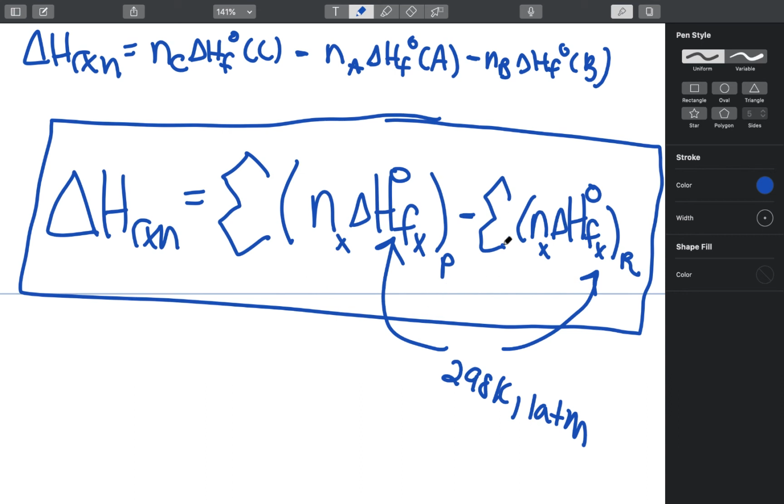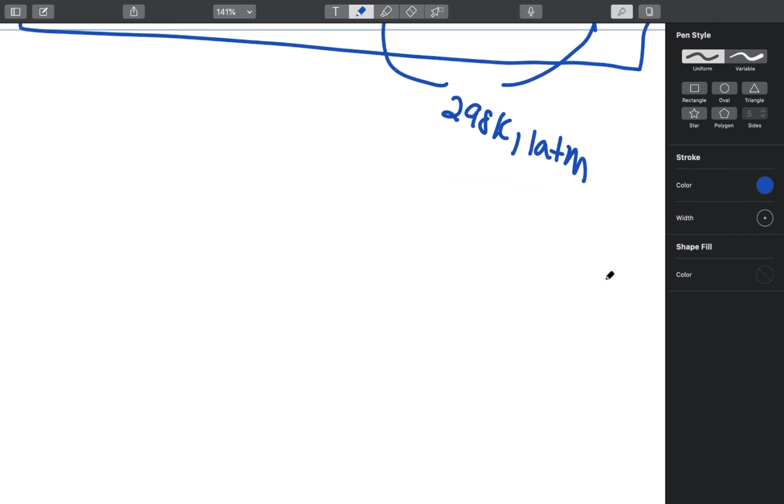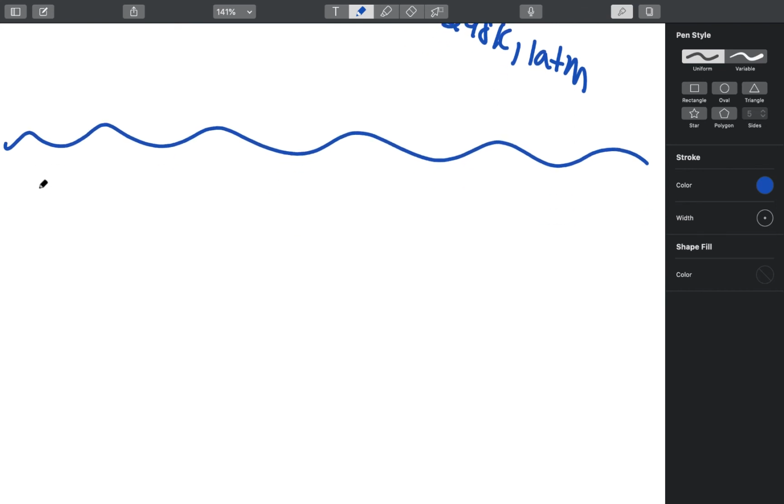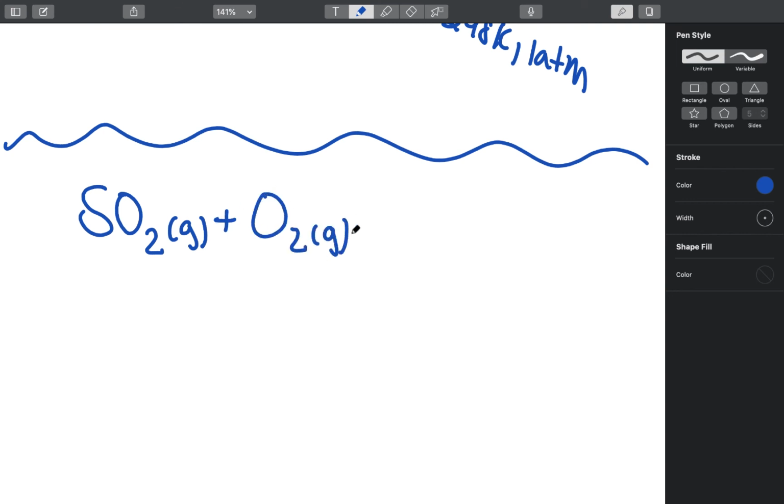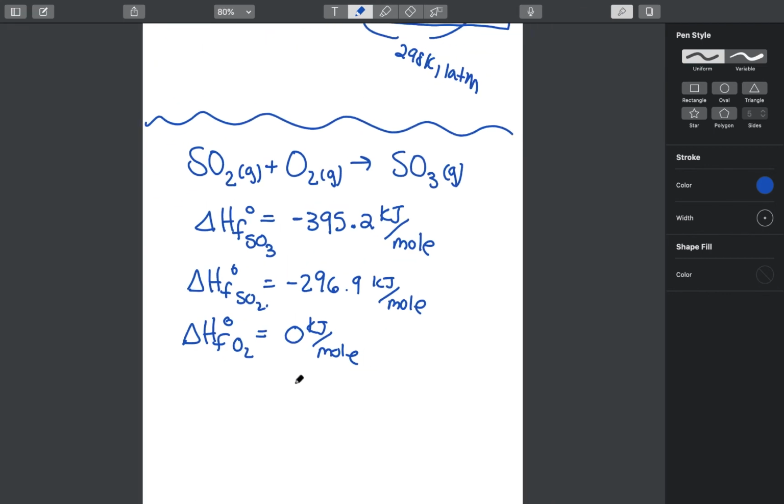So in order to understand how to use this equation better, let's do one practice problem. So let's just say we have this reaction, and I'm going to give you the standard heats of formation for each of the things. So what I want you to do is to calculate the heat of reaction for this particular reaction. And when you are done, come back and see if you got it right.